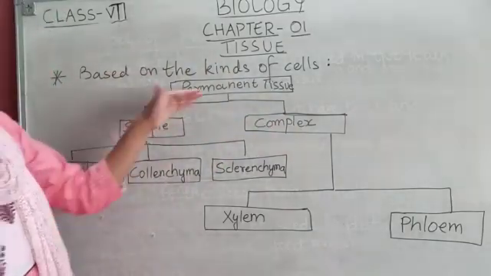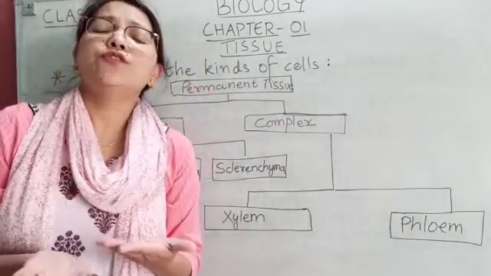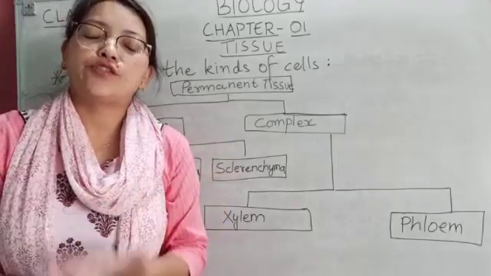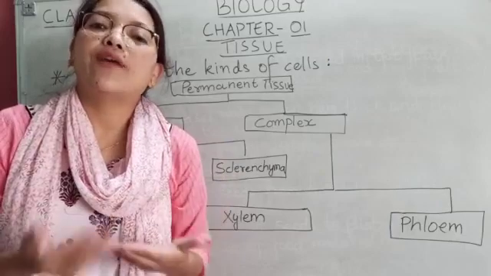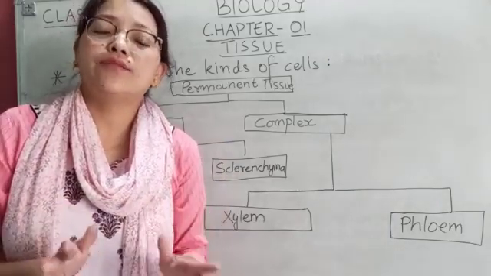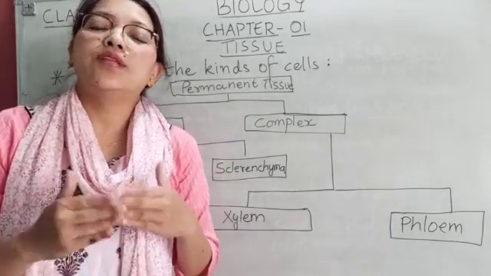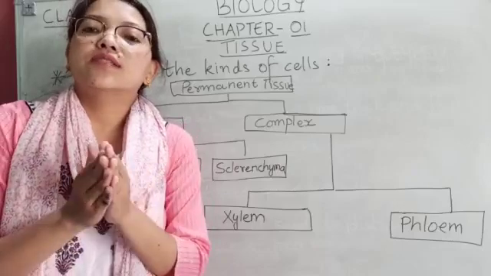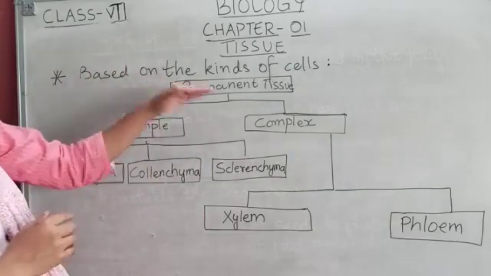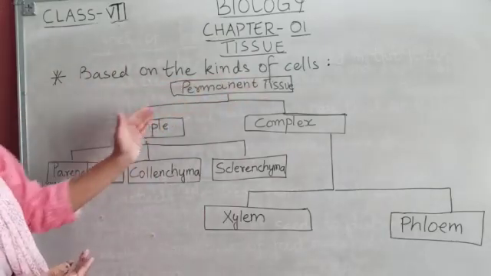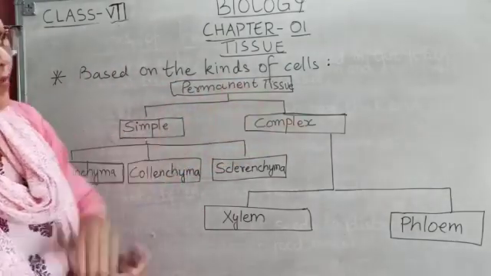Now permanent tissue, I've told you that these are the types of tissue that have lost their ability to divide. They no longer divide at all, and they have attained some size and shape. So permanent tissue are of two types: simple permanent tissue and complex permanent tissue.